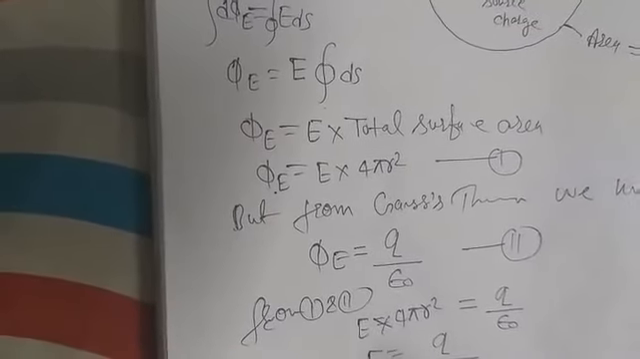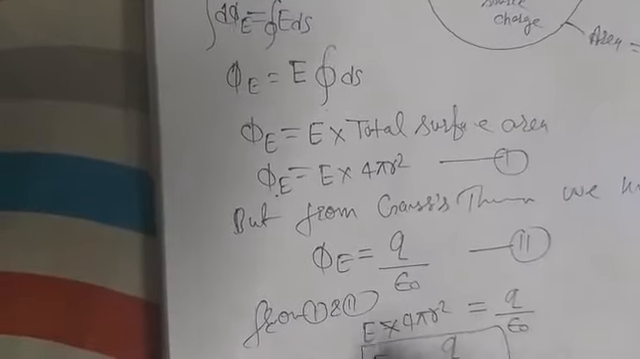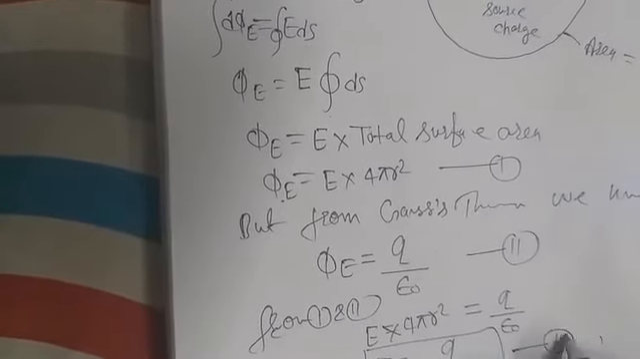Q upon 4 pi epsilon naught r square. This is the value of E. Okay.